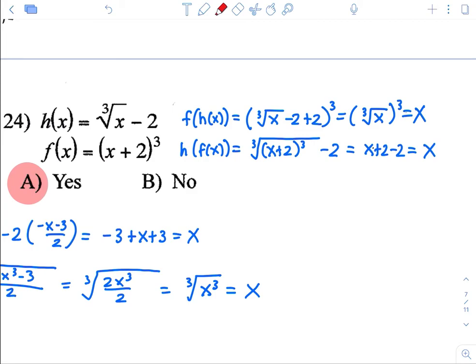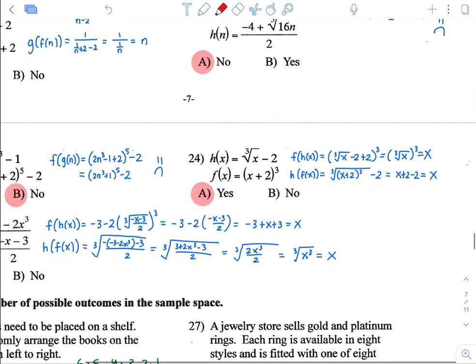Great. Now we have to try the other way. So we have to do h of f of x, which is basically plugging in all of the f of x function into the h of x, which is just plugging it into that x. So cube root of x plus 2 to the third minus 2. Well, this and this cancel, right? So then we just get x plus 2 minus 2. These cancel, we'll just get x. So they're both variables, so that means they're both inverses of each other.